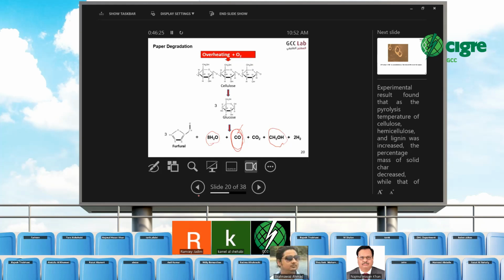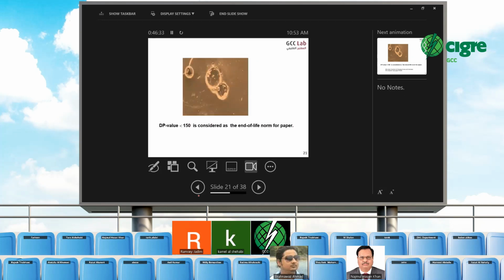This gives us an accurate evaluation of the paper. See here, the paper is very bad, it is damaged, and I remember it was around 50 or 60 DP value. DP value, what is DP value? DP value is the degree of polymerization number of the paper.